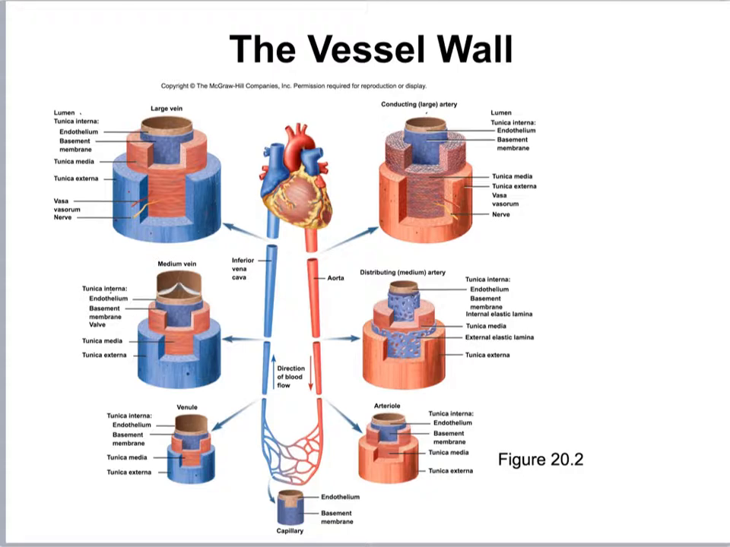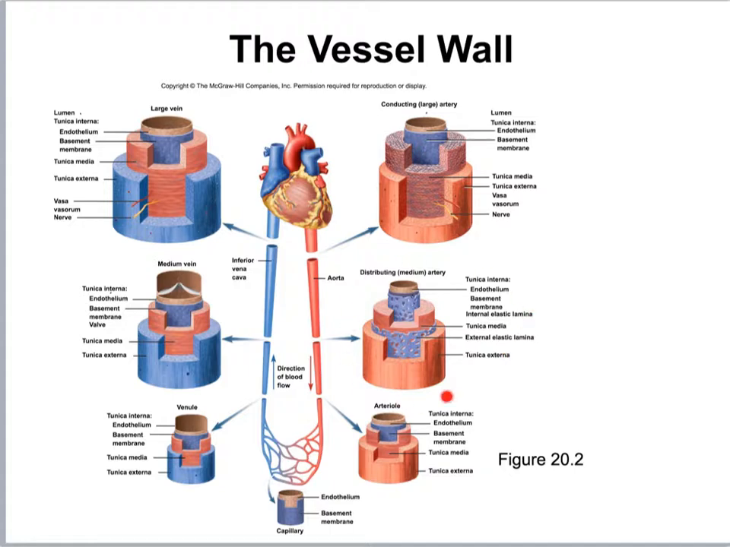The tunica media is mostly elastic tissue, actually. It has relatively little smooth muscle because you don't really change the diameter of your aorta, right? There's no reason you would ever want to constrict your aorta. You should always have blood flowing through your aorta.